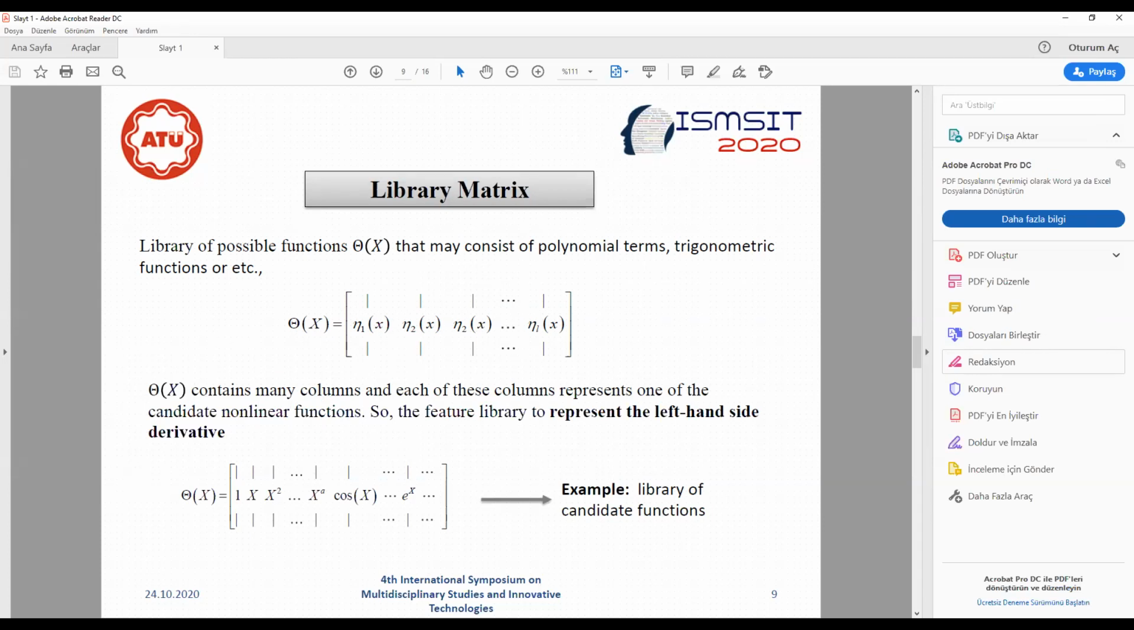Using some methods like SVD or DMD, the designer can analyze the system trajectories or dynamics and then create this library matrix actually. Therefore, a library of possible functions, they may consist of polynomial terms, linear terms, trigonometric functions, or other nonlinear functions. You can see in here one example, library of candidate functions.